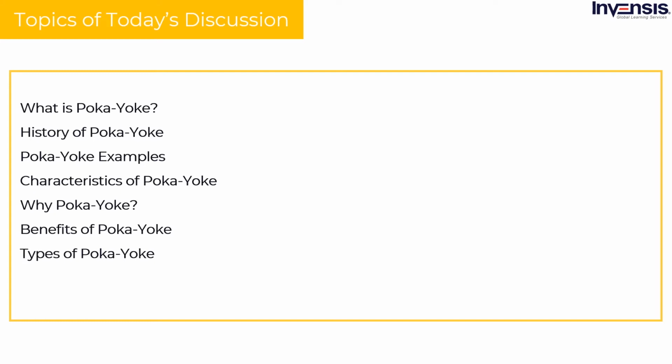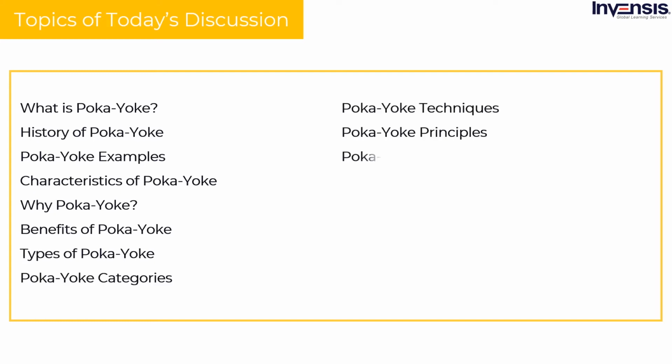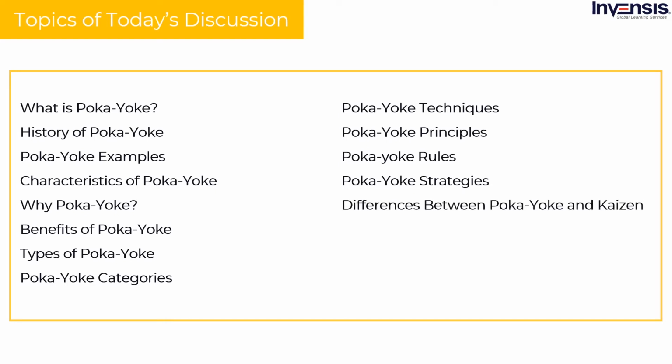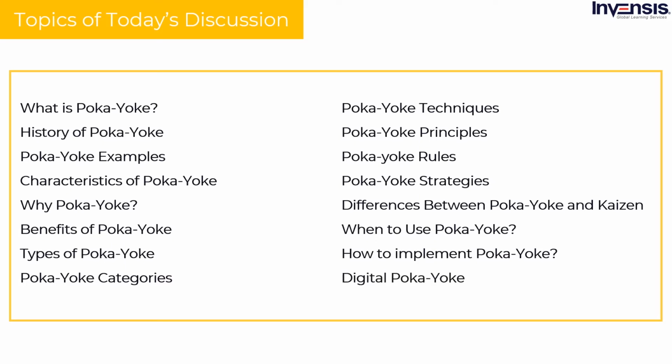Moving on, we shall discuss various types of Poka-Yoke, and continue to learn its techniques. Next, we shall discuss 3 main rules of Poka-Yoke. Moving on, we shall talk about Poka-Yoke strategies. Then, we shall see what the differences are between Poka-Yoke and Kaizen. Then, we shall talk about when to use Kaizen, and continue to learn how to implement Poka-Yoke. Then, let us end the session by talking about digital Poka-Yoke.